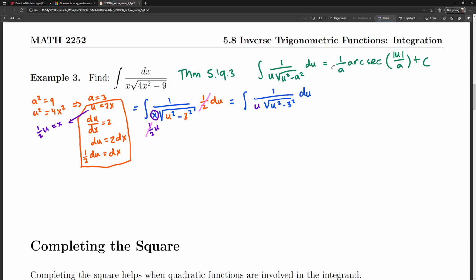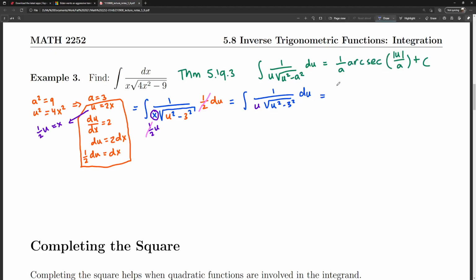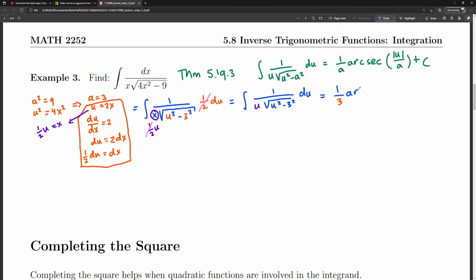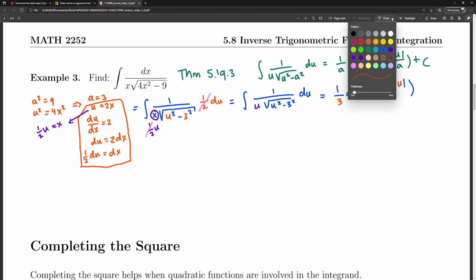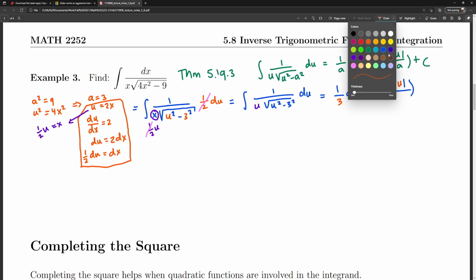And so now compare that with theorem 5.19.3. We see that the answer is 1 over a, and a is 3. So we have 3 here, and then arc secant of the absolute value of u, and then in the denominator we have a there, and that's 3, and then plus c.